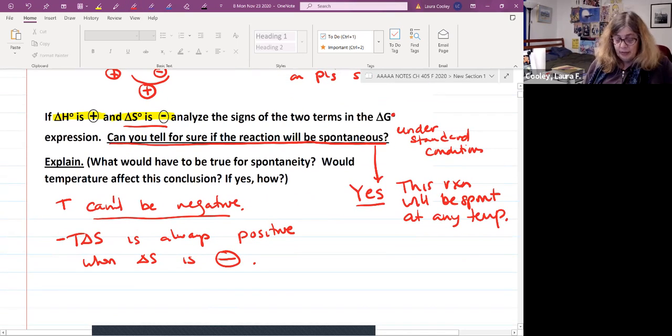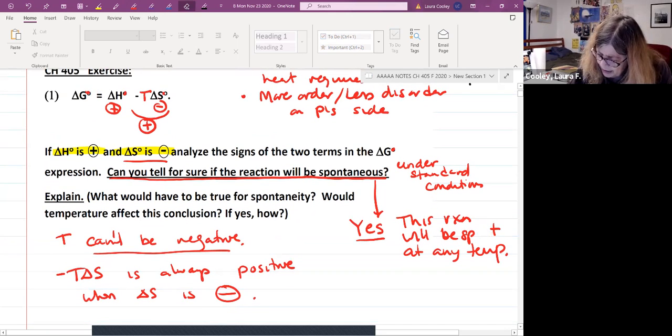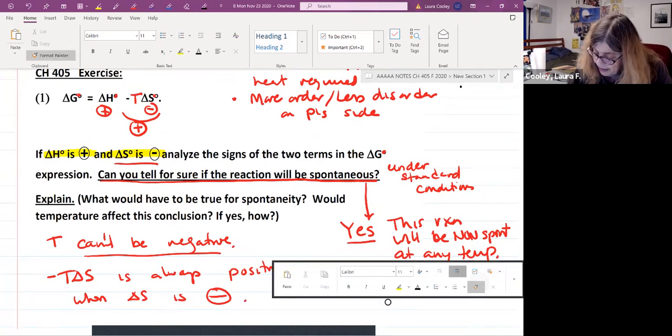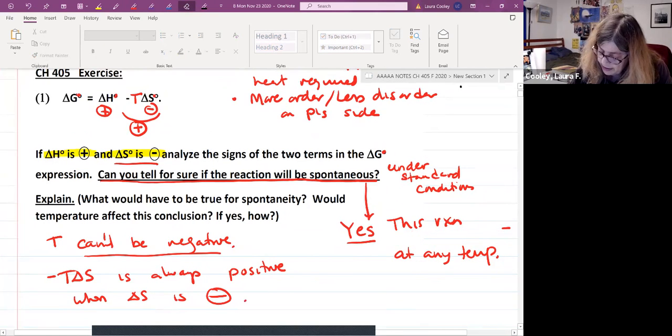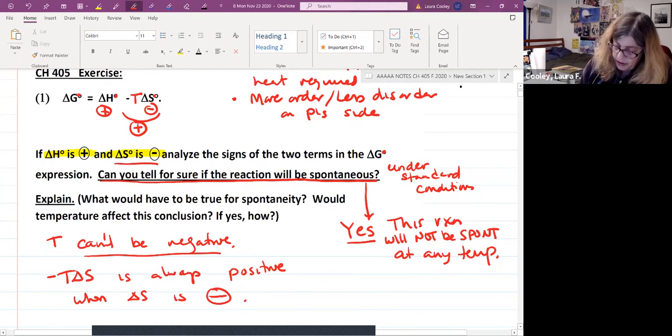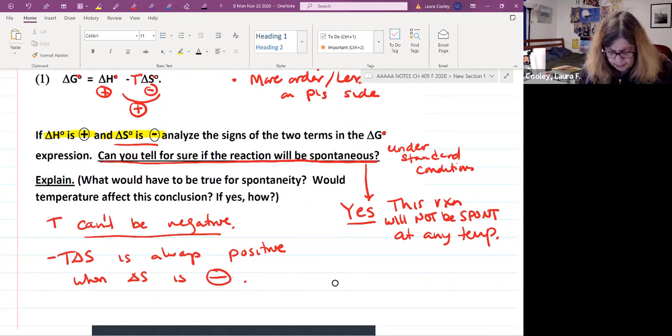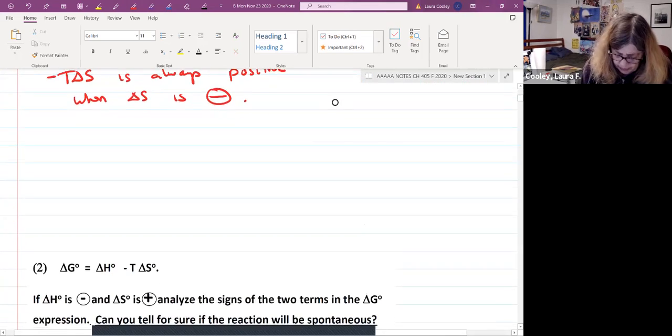negative. Okay, so I guess I would say that, God, I said spontaneous and nobody stopped me. Non-spontaneous. It will never be spontaneous because, of course, we know delta G has to be negative. Sorry about that. This reaction will not be spontaneous at any temperature, because those terms will always be positive. All right, so I'm going to leave you to do this one.